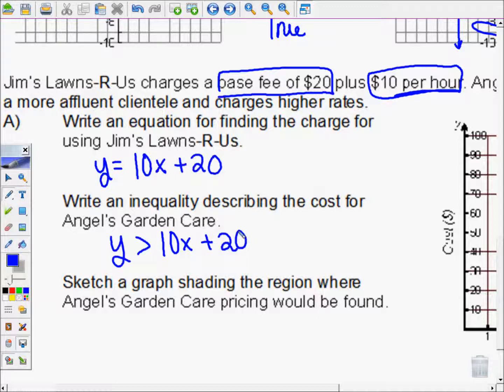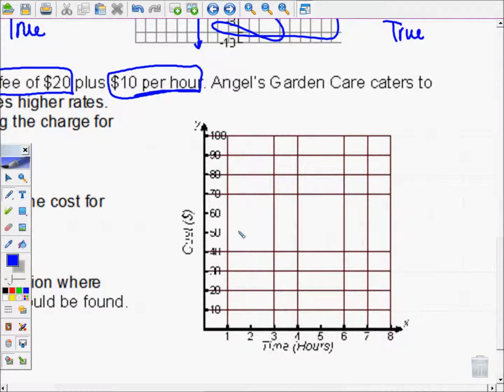So now we want to sketch where Angel's possible cost of her garden would be. So we're going to start at 20. And then what's $10 up from 20? 10 over 1. So 20 plus 10 is? 30 over 1. 30, 40. And it would just keep going, right? Is it a dotted line or a solid line? Dotted. Perfect.